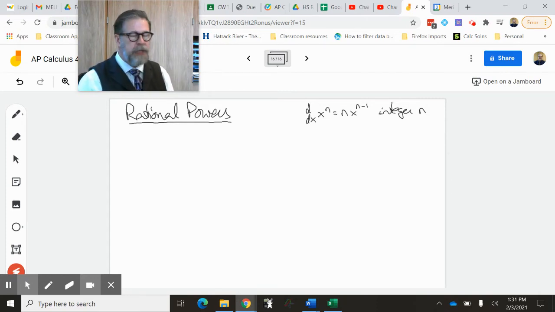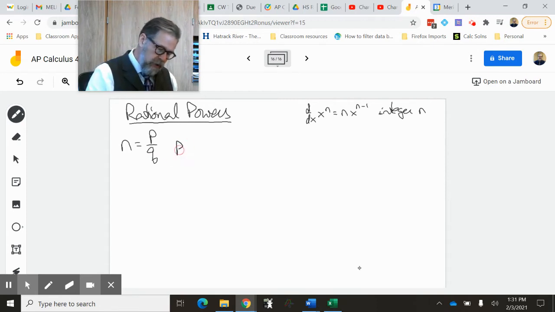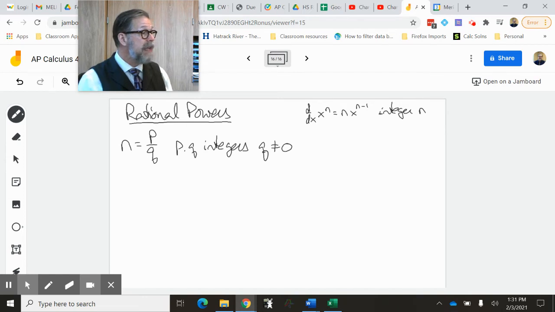And spoiler alert, I've told you this before, eventually we're going to know that it's true for all numbers. It doesn't matter. But what we're going to do today is we're going to prove that it's true for a rational power. So what is a rational power? Well, let's let n equal an integer divided by another integer. So p and q are integers, with the only qualification that q can't, for obvious reasons, be equal to 0.